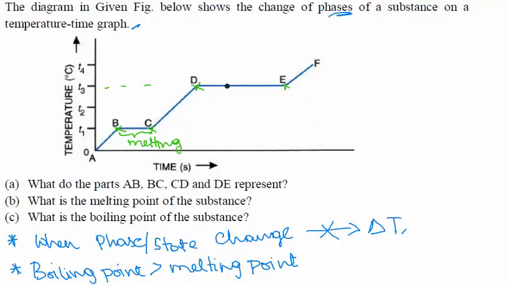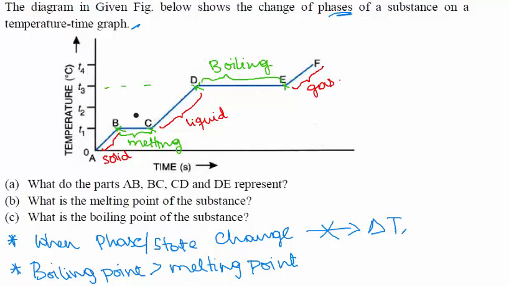This is melting. What is DE? Boiling. So before melting, what will be the state of the substance? It will be solid. After melting, the state of the substance will be liquid. After boiling, it will be gas.